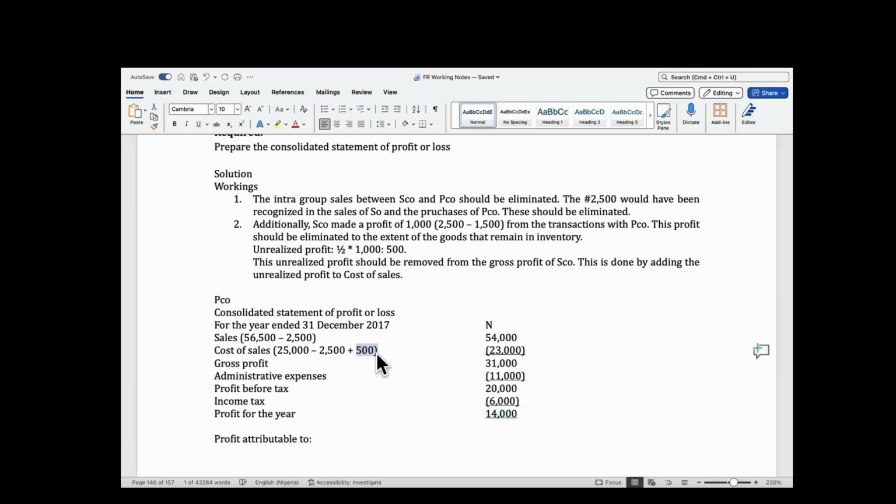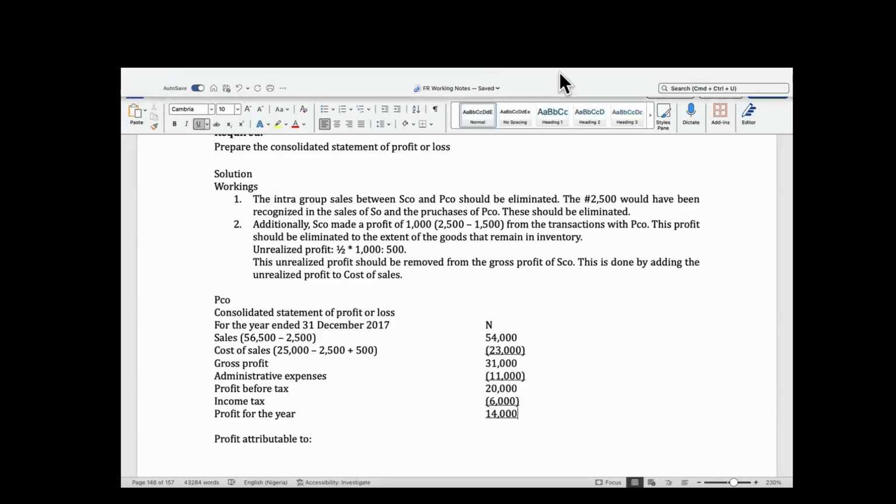So let's focus on this. We usually add it, and that's all for this correction. So we get our group gross profit. Our administrative expense, we add the parent and the subsidiary together. Our income tax, we add the parent and the subsidiary together. And that gives us profit for the year, which is the group profit for the year. Now that we have the group profit for the year, we can share it between the parent and the NCI.